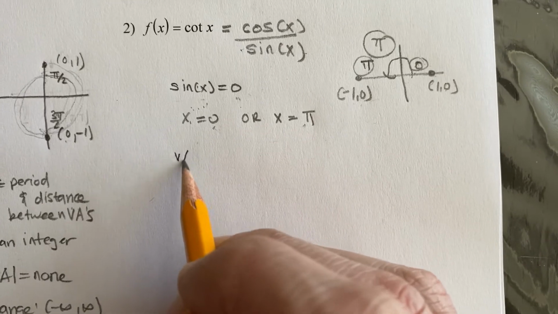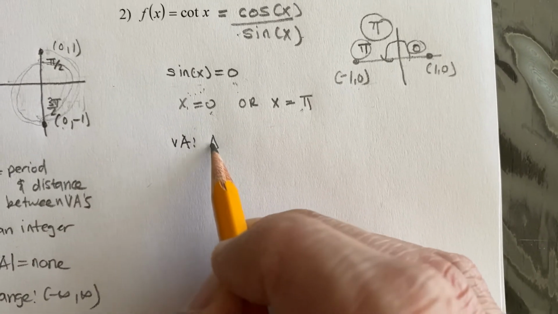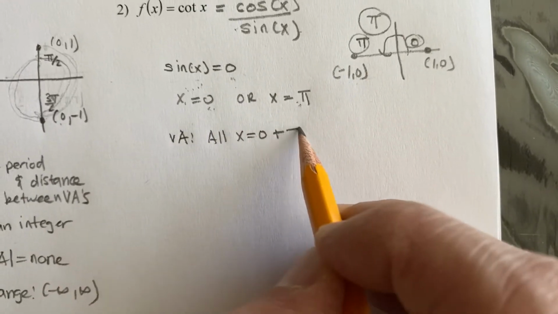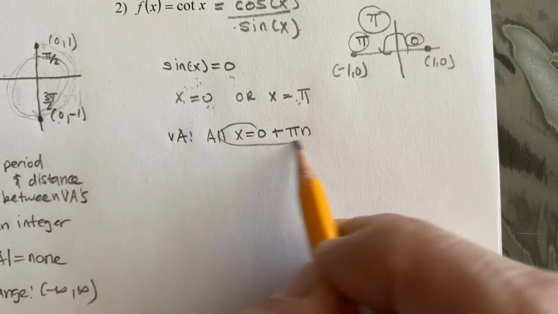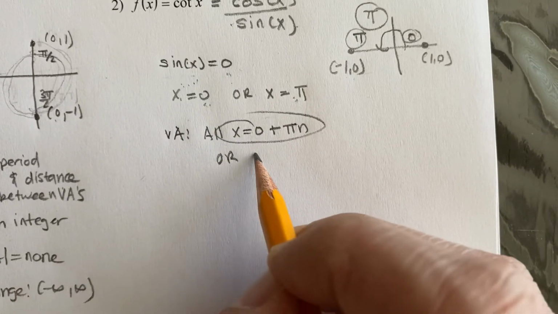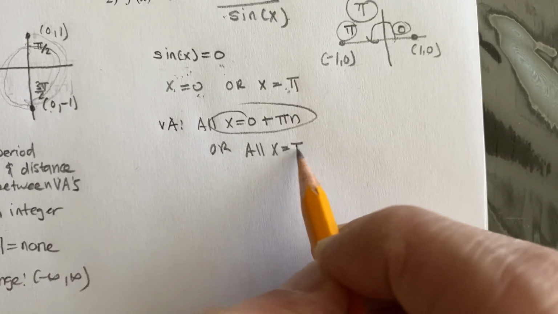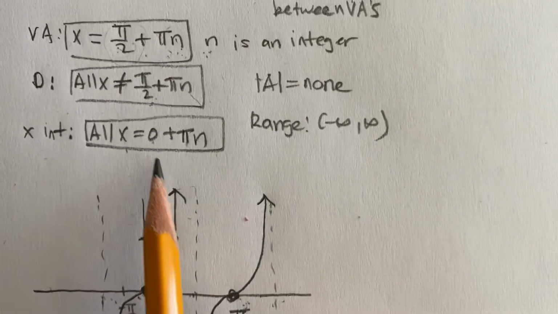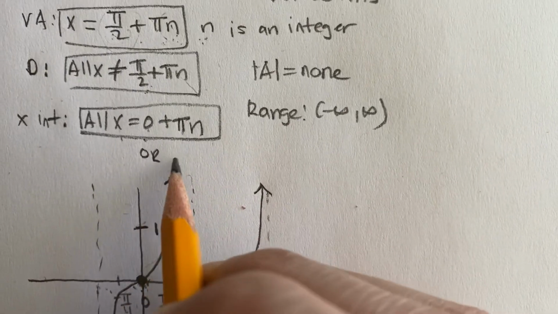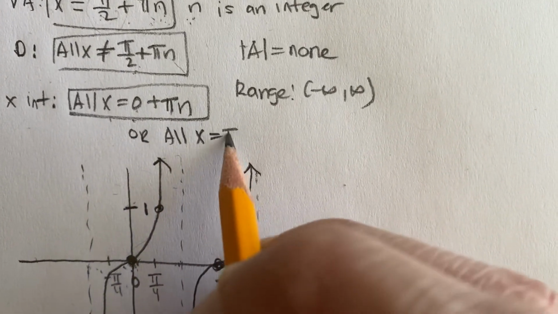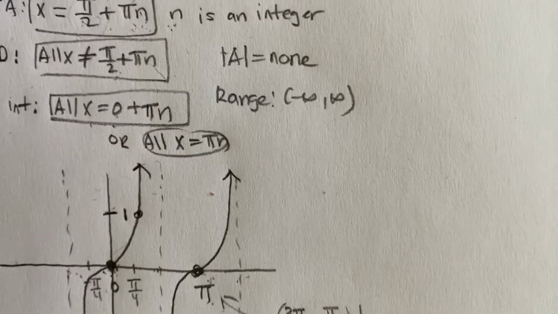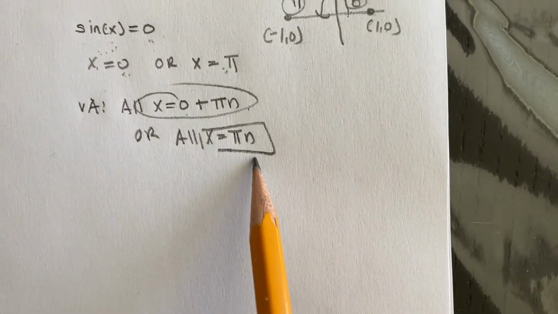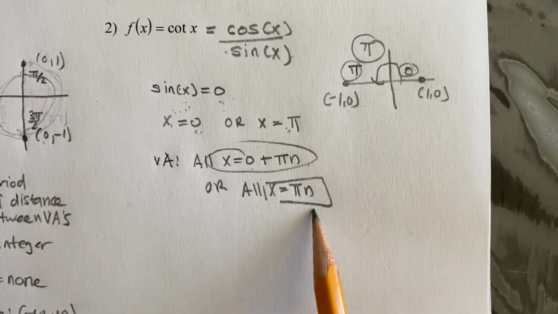So actually I can find all the VAs by saying all x is equal to 0 plus the distance from here to here, which is pi, plus pi n. Or you can simplify and just say all x is equal to pi n. Okay, so on this previous problem right here, where I wrote 0 plus pi n, you could just write all x is equal to pi n for the x-intercepts. Okay, so you can just add 0 plus pi n, which is just pi n. Okay, so we got the VAs.